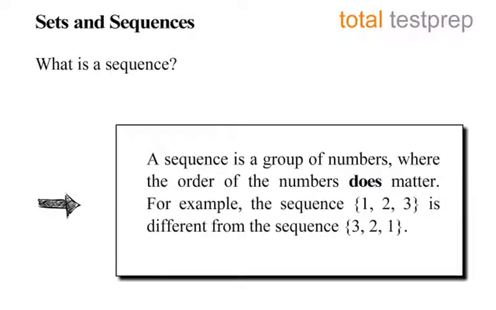On the other hand, what is a sequence? A sequence is a group of numbers where the order of the numbers does matter. For example, the sequence 1, 2, 3 is different from the sequence 3, 2, 1.